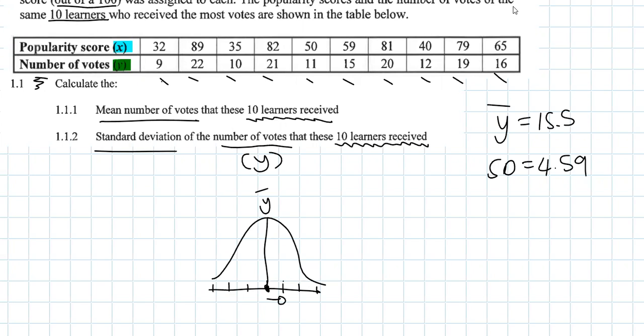So this is 1 standard deviation. This is 2 standard deviations. This is 3 standard deviations. And this is -1, -2, and -3 standard deviations away from the mean. So this is what we were working with in the previous question.